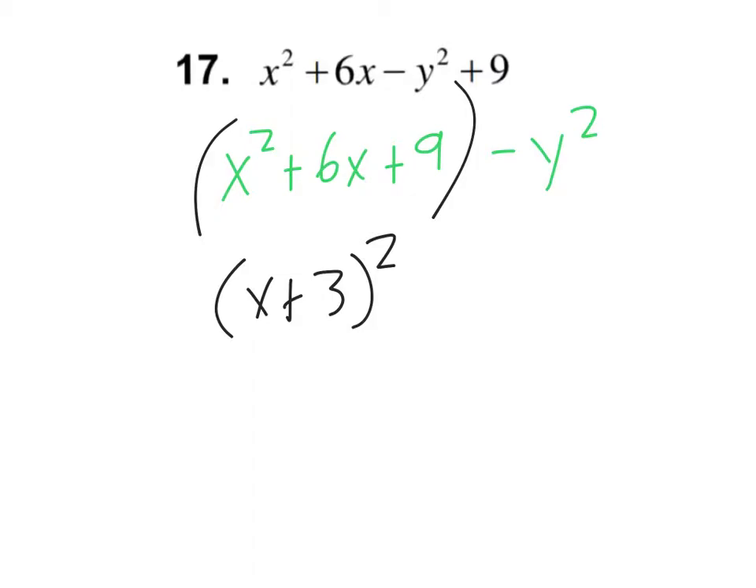All right, but I'm not going to here. And then I bring down the minus y squared. Now I have the difference of perfect squares. So the square root of the first is x plus 3.